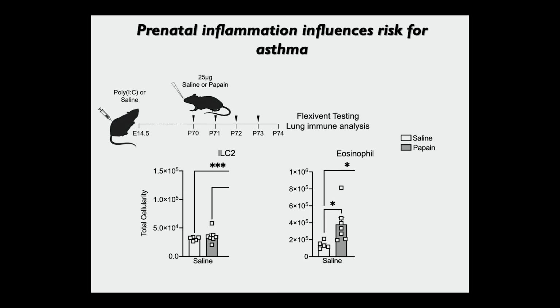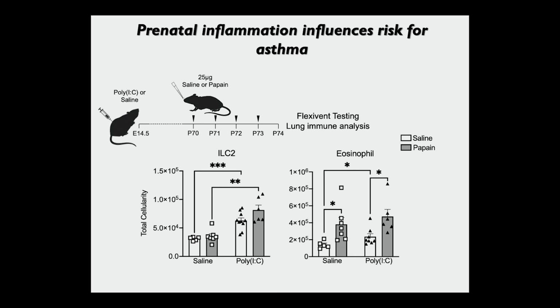Now, when we look at our prenatally exposed animals, prenatal inflammation exposed animals, our poly-IC exposed, we see that our ILC2s have a sustained expansion. It's not significantly different for papain. But when we look at our eosinophils, those are significantly expanded in response to papain as well. So now in our poly-IC exposed animals, both our ILC2s and our eosinophils are expanded in response to papain, and I want you to remember that, okay?